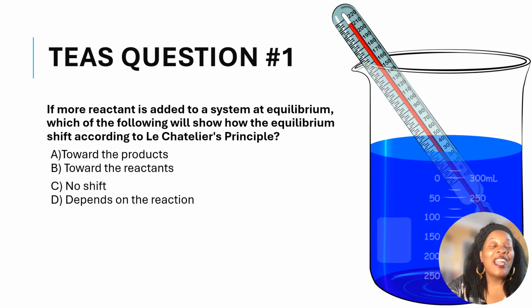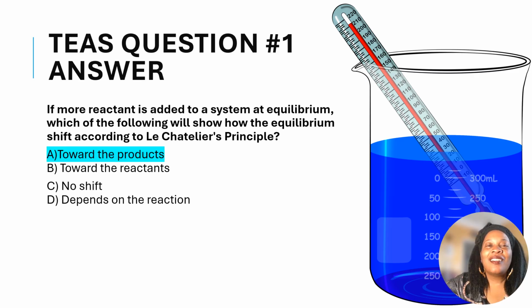Okay? TEAS question time. Here's your first question. If more reactant is added to a system at equilibrium, which of the following will show how the equilibrium shifts according to Le Chatelier's principle? Will it A, shift towards the products, B, shift towards the reactants, C, no shift, D, depends on the reaction? The correct answer is A. It will shift towards the products.